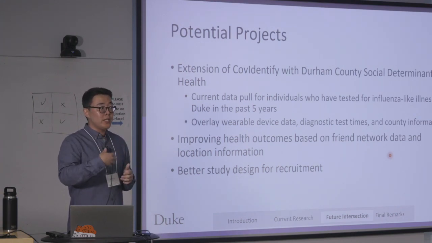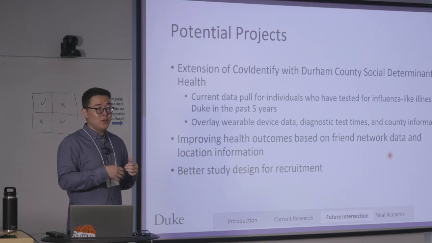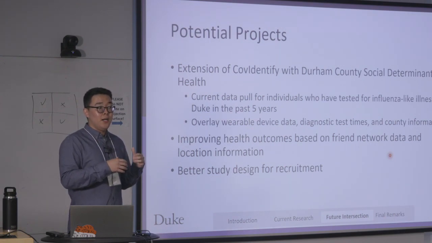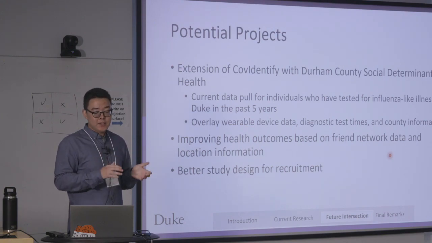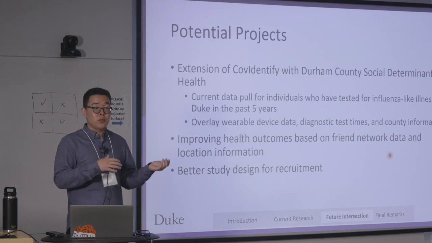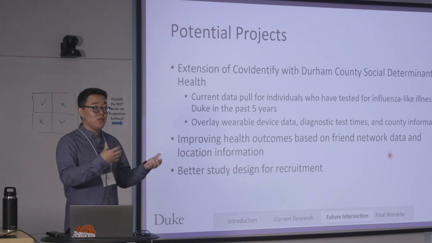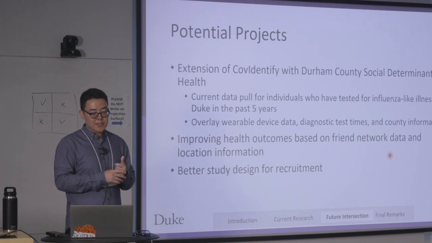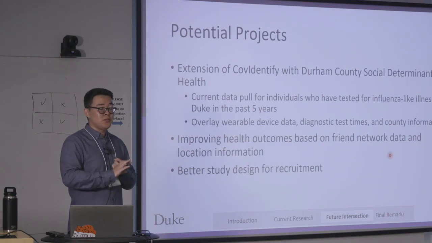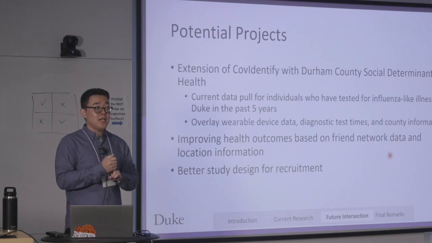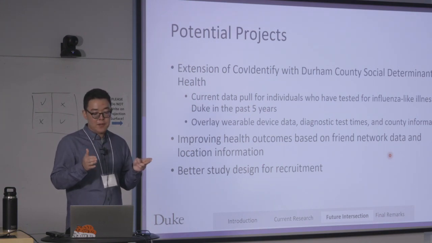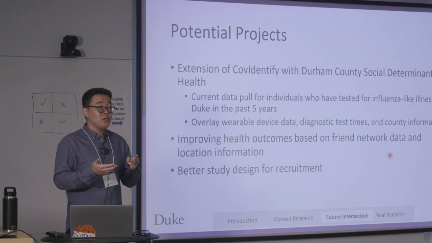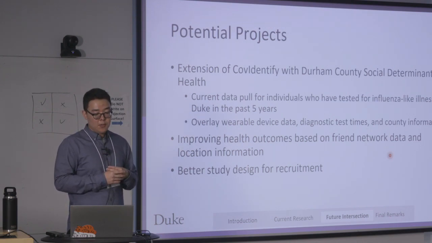So we'll be pulling participants from the Duke EHR who have a recorded diagnostic test for various influenza-like illnesses. And then we're potentially thinking about incorporating the Durham County Social Determinants of Health database since we know where these individuals are residing. This can be a way for us to overlay the wearable device data with the different diagnostic test times because we're looking at a 5-year time frame, and then we also have county information, so where these individuals are present.